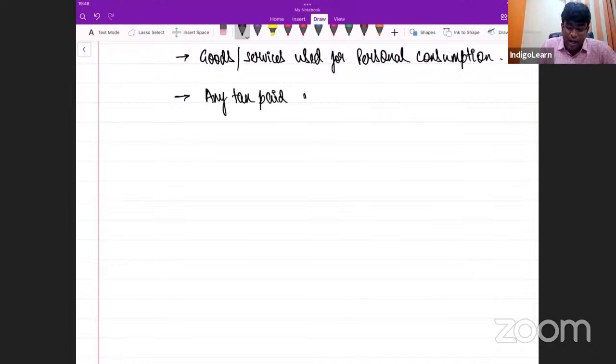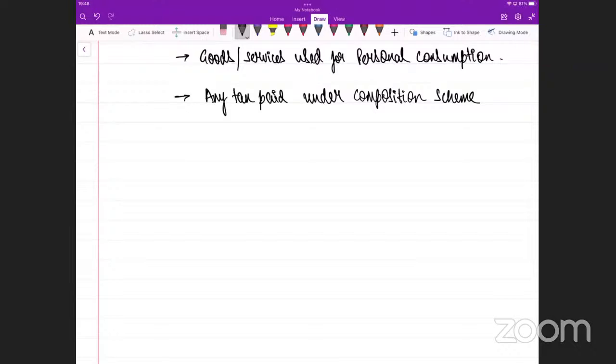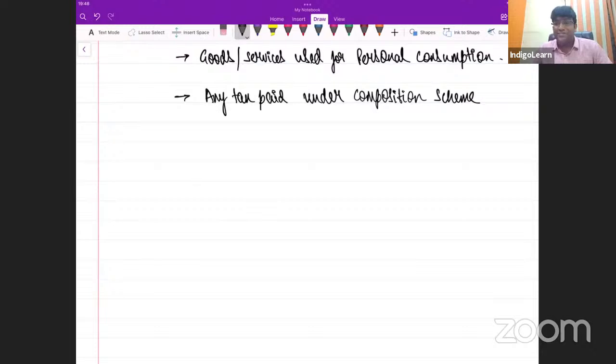Then, any tax paid under composition scheme. You would have heard this word about composition scheme, very popular concept, applicable to those whose turnover does not exceed 1.5 crores in the preceding financial year. For manufacturer, 0.5% plus 0.5%, trader 0.5 plus 0.5, restaurant 2.5 plus 2.5, and other service provider, if turnover does not exceed 50 lakhs during preceding financial year, current year, you can opt for composition scheme under section 10, subsection 2A, where you will pay tax at the rate of 3% plus 3%. Very interesting composition scheme concept.